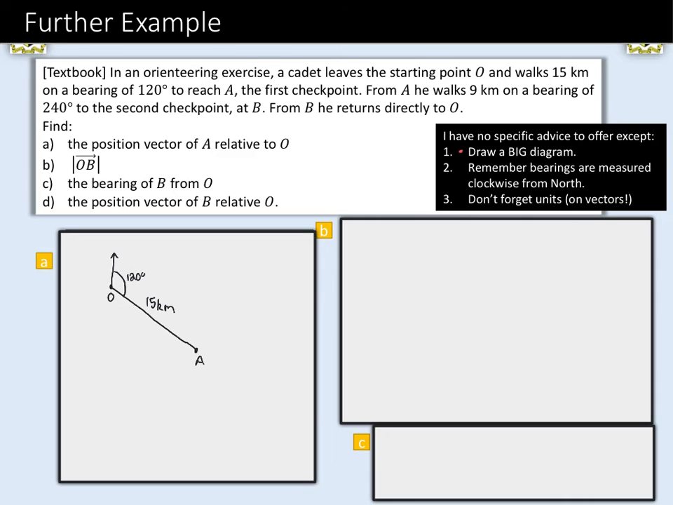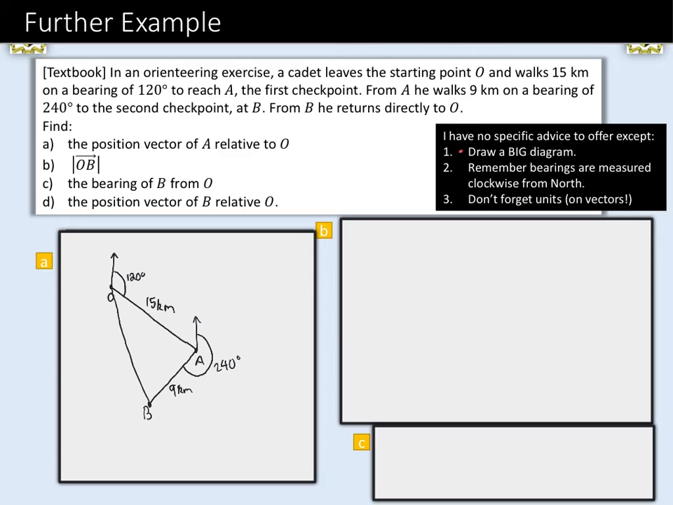Then from A, he walks 9 kilometers on a bearing of 240 degrees. So remember, we're going from north again. 240 degrees, so remember, all the way around to here will be 180, so a little bit further, 240 degrees, and 9 kilometers in that direction. And that will lead us to point B. And then from B, he returns directly to O. So it's just going to go back up here to O there.